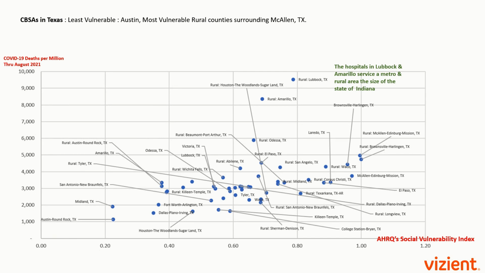Same graph, this is Texas, the second largest state. We see Austin here, least vulnerable, low mortality. We see the most vulnerable here is the rural areas around the Mexican border, McAllen. We also see the highest is actually Lubbock and Amarillo. The hospitals in this area serve a rural area about the size of Indiana.